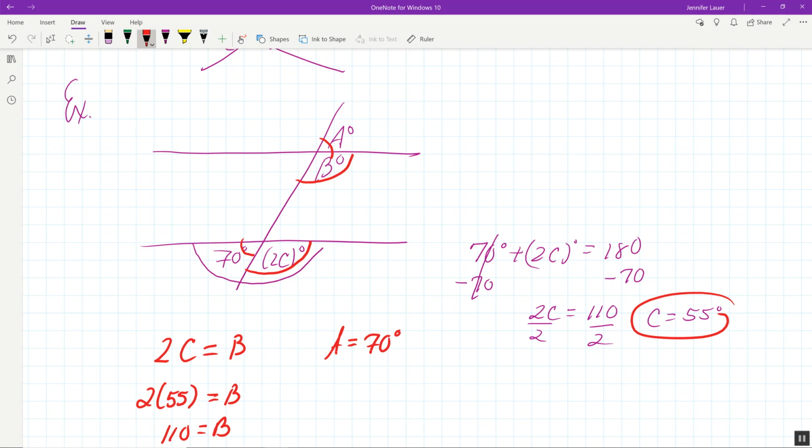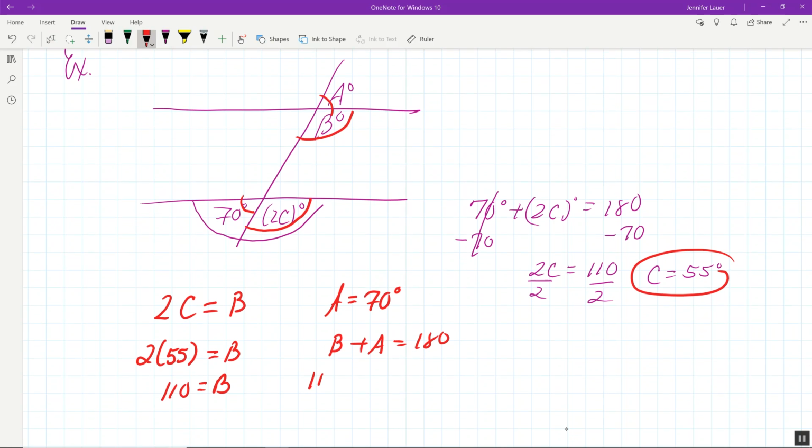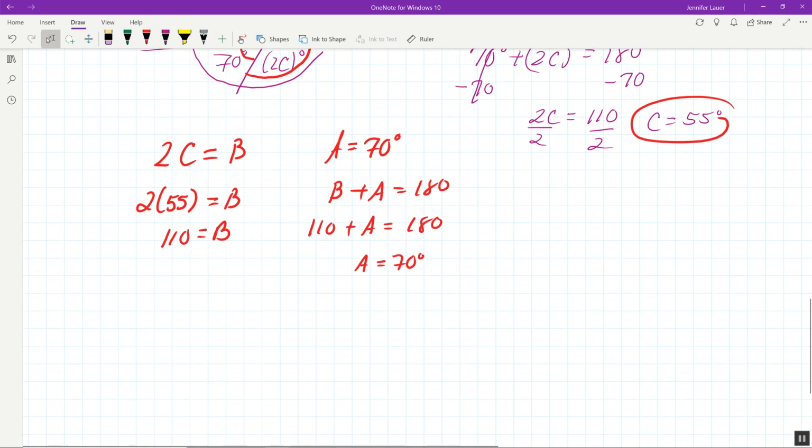And again, like I said, if you forget that one and you don't have time to come back to this and you're on a test, you can always say, well, I know that B plus A makes a flat angle. So this is 110. So A must be 70. So either way is fine with me, but this is just an example of how you can use these. So let's try a couple more.